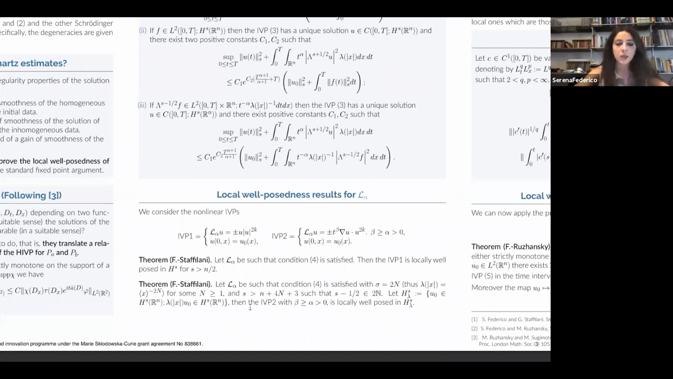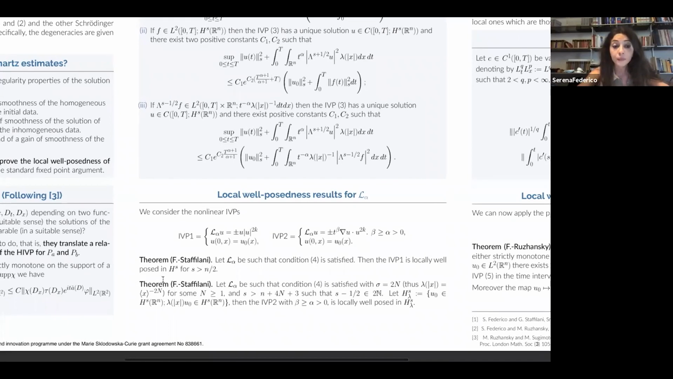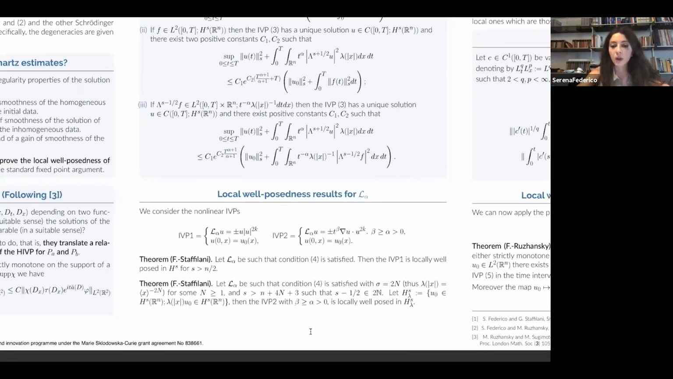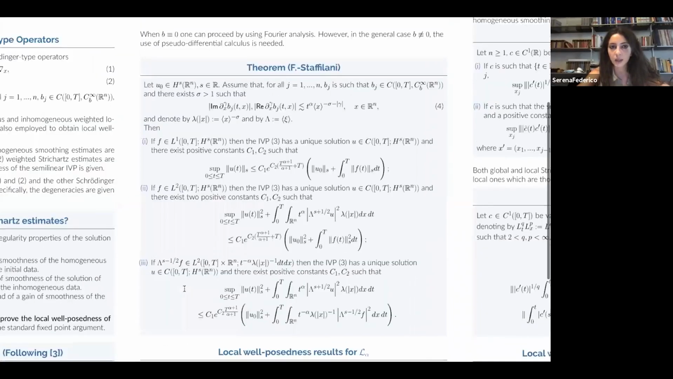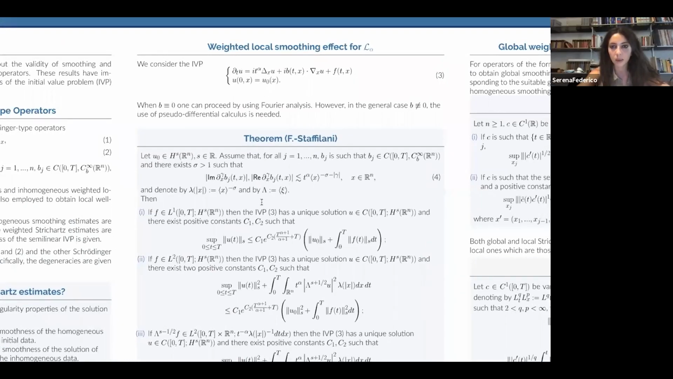By using these estimates, we were able to prove the following local well-posedness results for these two initial value problems. The first one is a semilinear problem, and we have the following theorem. If condition 4 is satisfied, then we have local well-posedness for any s bigger than n/2. For the second initial value problem, if condition 4 is satisfied, so we have this decay condition for the coefficients Bj, then we have local well-posedness for any s bigger than this quantity, where this constant depends on condition 4. In particular, the local well-posedness is proved in this weighted space, where this function lambda is the Japanese bracket to the power minus sigma.